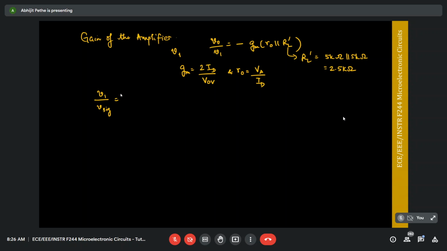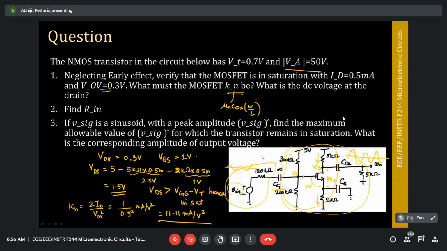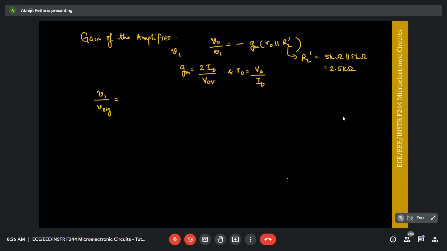So it's half. It's half, right? Because this is 120 and this is 120, right? The input resistance of the amplifier is 120. This CC1 is going to be a short. So Vsig to V1 is going to go 120 by 120, which is half, right? So which means that the V1 by Vsig is essentially 0.5.